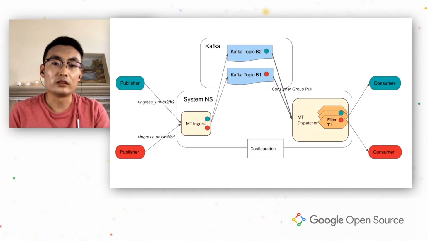Let's take a more detailed look at the event flow. The publisher sends an event to the endpoint of the target broker, which points to the shared ingress. You'll notice that the broker endpoint is a path of the ingress. The ingress sends the event to the corresponding Kafka topic. The shared dispatcher pulls events from the Kafka topics using trigger-specific consumer groups. It finally sends the event to the target consumer if the event passes the filter.